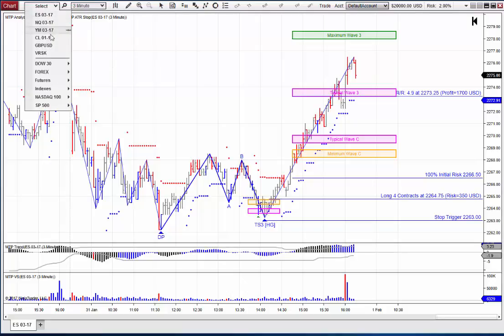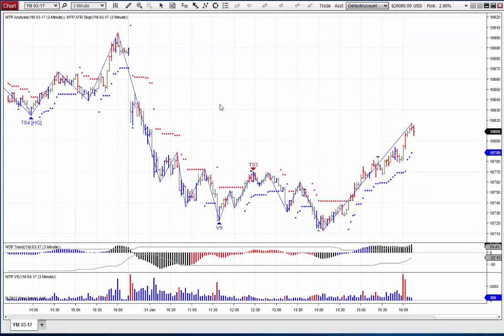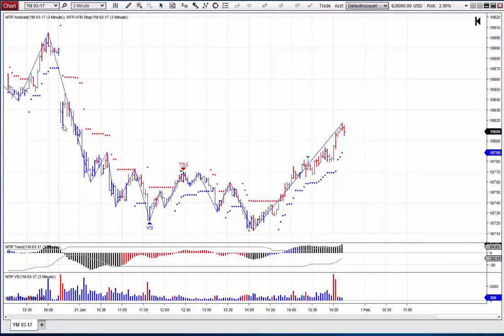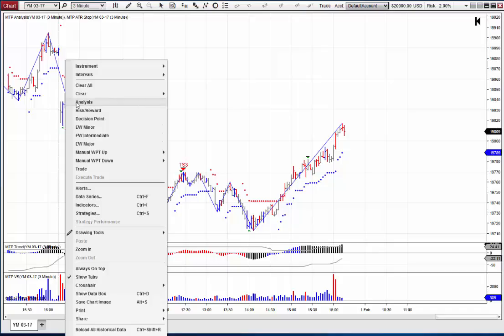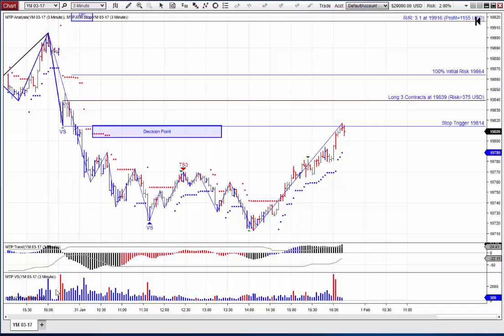Let's go over to, I'm going to have a look at the YM next, because that wasn't quite so good. There was a trade setup here that was a VS trade setup, but we shouldn't really be looking at VS setups just after the open, because obviously the volume is naturally high just after the open, so you'd have ignored that. We had a VS buy setup here, but this was on a red MTP trend. You then had 2 trade setups here.